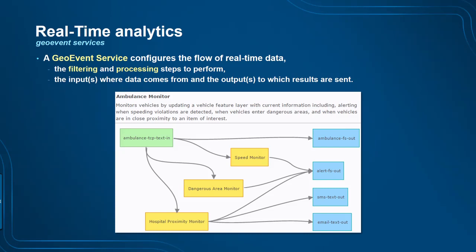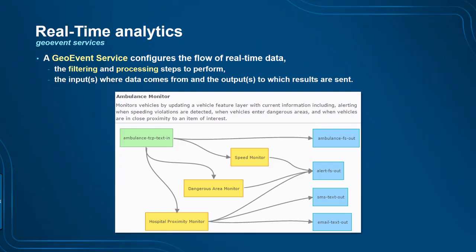So let's say, for example, if your vehicle, or in this case, the ambulance is speeding, or if it is entering a dangerous zone, we can send a feature to alert feature service out. We've also configured a hospital proximity monitor processor. So let's say, for example, if your vehicle is in 5-minute drive time, you can send an update in the form of a text or an email. In this case, it can be that the ambulance is 5-minute drive time from the hospital. So the authorities will get a text or an email that the ambulance is arriving. Please prepare.